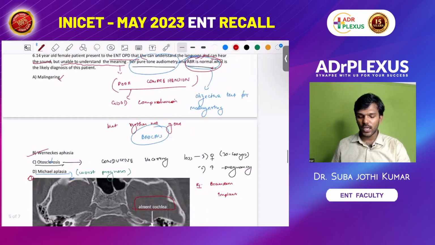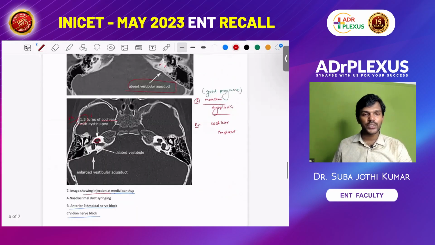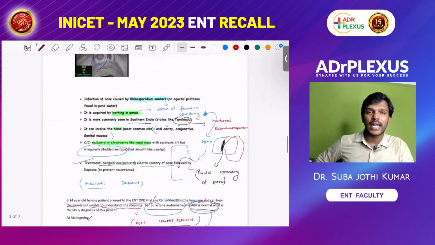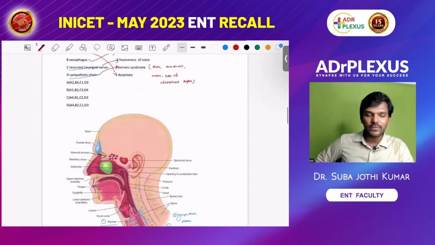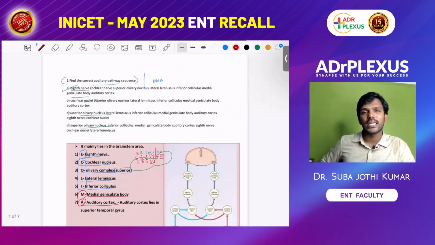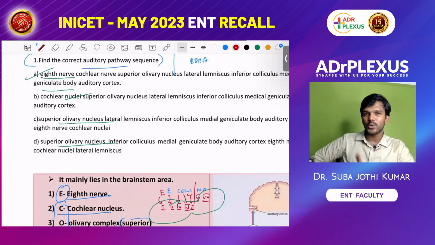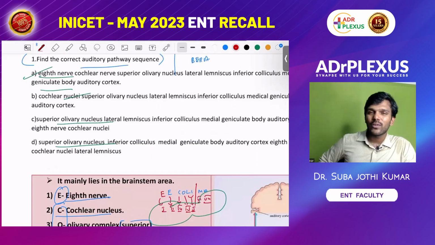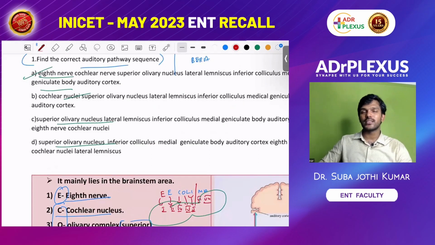So that completes our discussion about the questions that have been asked in INICET in ENT. They are very easy, a few questions. One or two questions are very tough for you to filter upon the topics. So you just stick to your concepts. If you stick to your concepts, you could answer almost all the questions with ease. Thank you for listening.